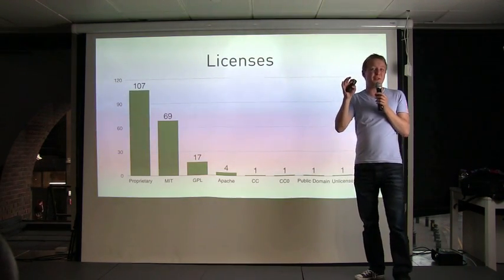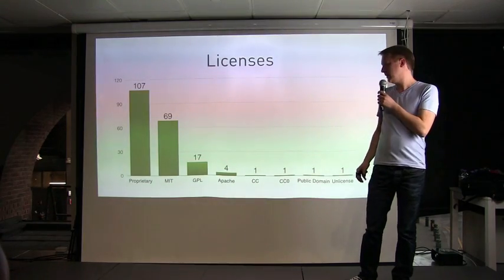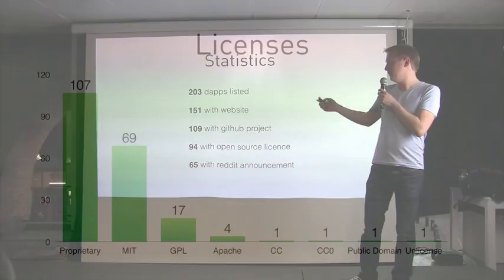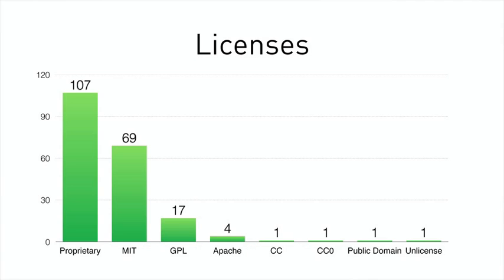So looking at what kind of licenses people are typically using. We had 203 projects in total. 107 of them either didn't specify the license or they explicitly said that they're not open source, unfortunately. But 69 of them have the MIT license. That's pretty much the "you can do whatever you want" license, except you need to mention the license itself. 17 are GPL. That also includes LGPL, GPL3, and some of the other derivatives.